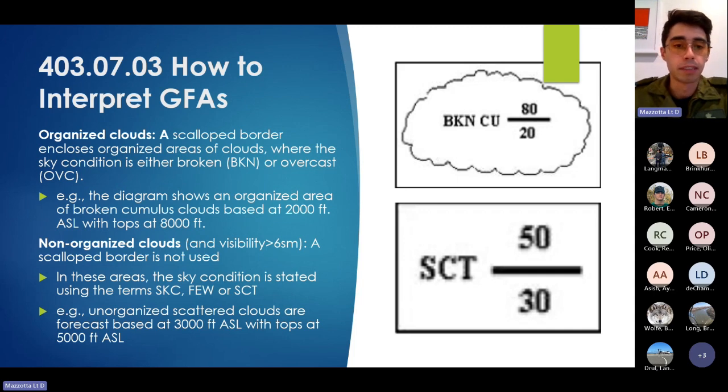Non-organized clouds, and with a visibility of greater than 6 statute miles, a scallop border is not going to be used. They're just going to have the cloud type with the sky condition with the cloud height in tops and bases. So in this case, it would be scattered clouds, tops at 5,000 feet and bottoms at 3,000 feet.